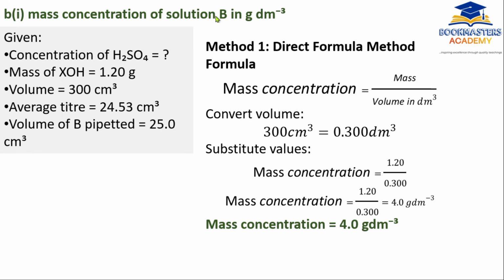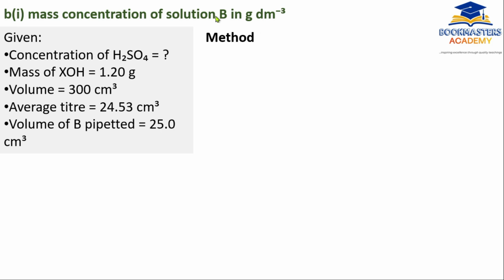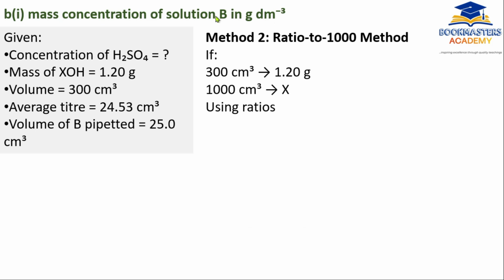So we'll go to our given data, we'll bring out the gram, we'll bring out the volume in cm³, divided by 1000 to be in dm³, and that's it. We're done with the formula method. So that's it. We have 4.0 g per dm³. So let's see method B or method 2.